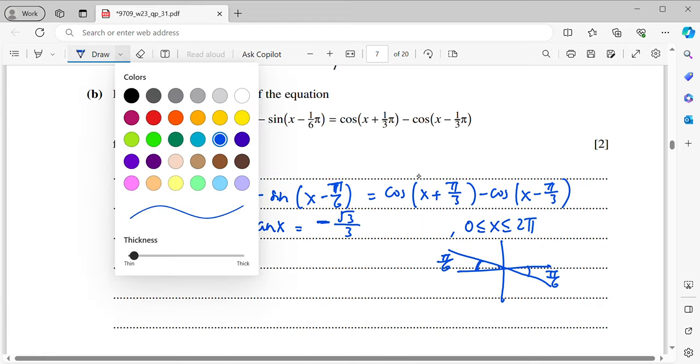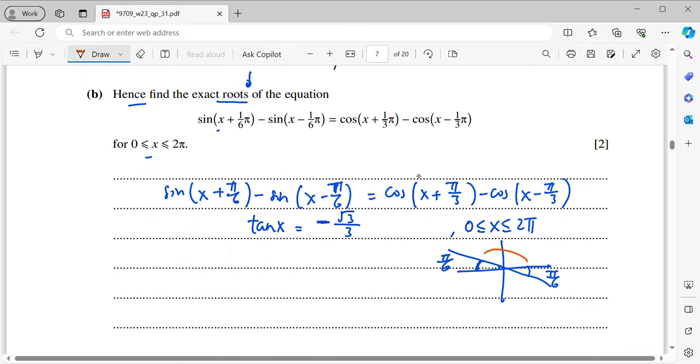Our angle is basically measured from 0, from the first quadrant. So this is the first angle and the second angle, the orange colors. Which means now my x is going to be, the first orange one is pi minus pi over 6, and the second orange one is going to be 2 pi minus pi over 6. Therefore you will be getting 5 over 6 pi and 11 over 6 pi. So that's the solution of this question.